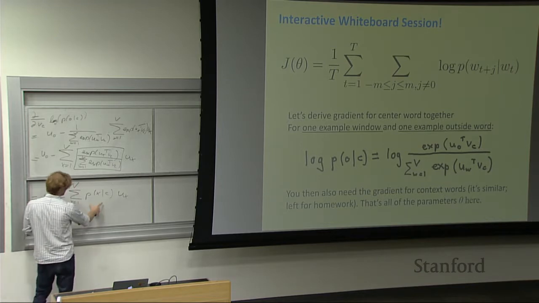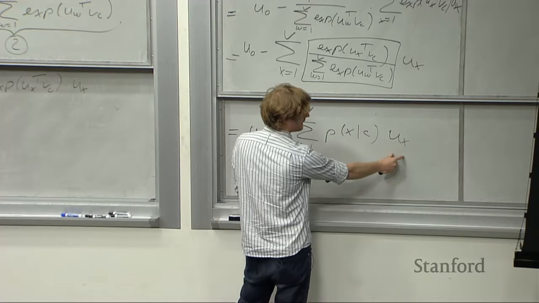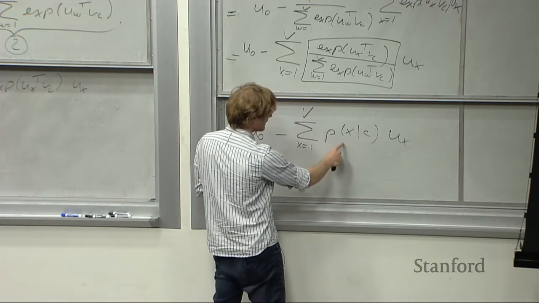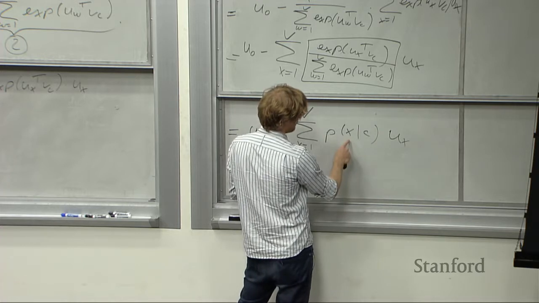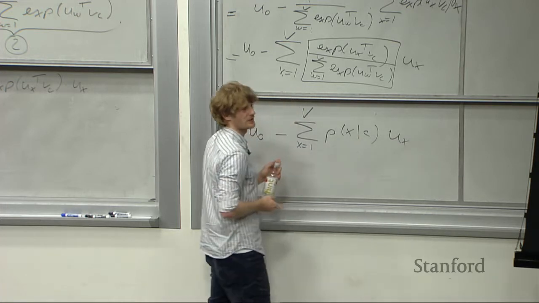So you can think of this as like an expected value where you multiply probability with the values that you have here. So each of these ux is a vector, right? And it's weighted by the probability that you would actually observe this word's vector around this center word.